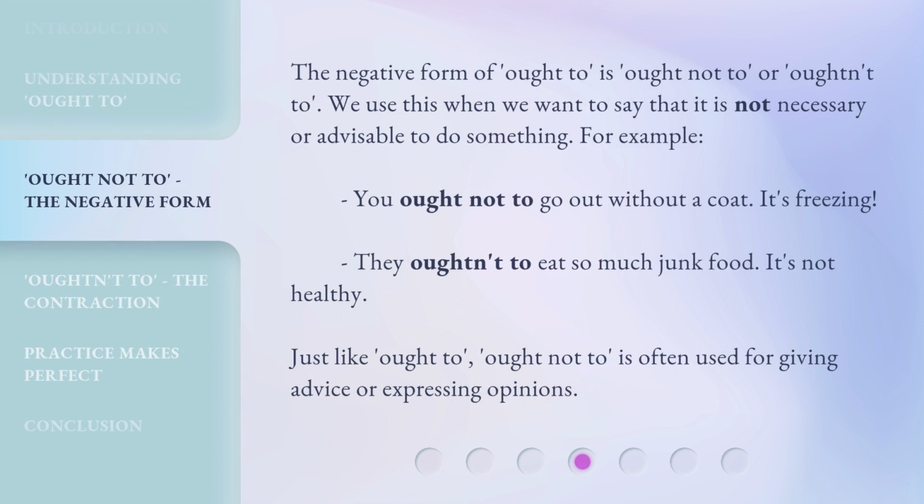The negative form of ought to is ought not to, or oughtn't to. We use this when we want to say that it is not necessary or advisable to do something. For example, you ought not to go out without a coat. It's freezing. They oughtn't to eat so much junk food. It's not healthy. Just like ought to, ought not to is often used for giving advice or expressing opinions.